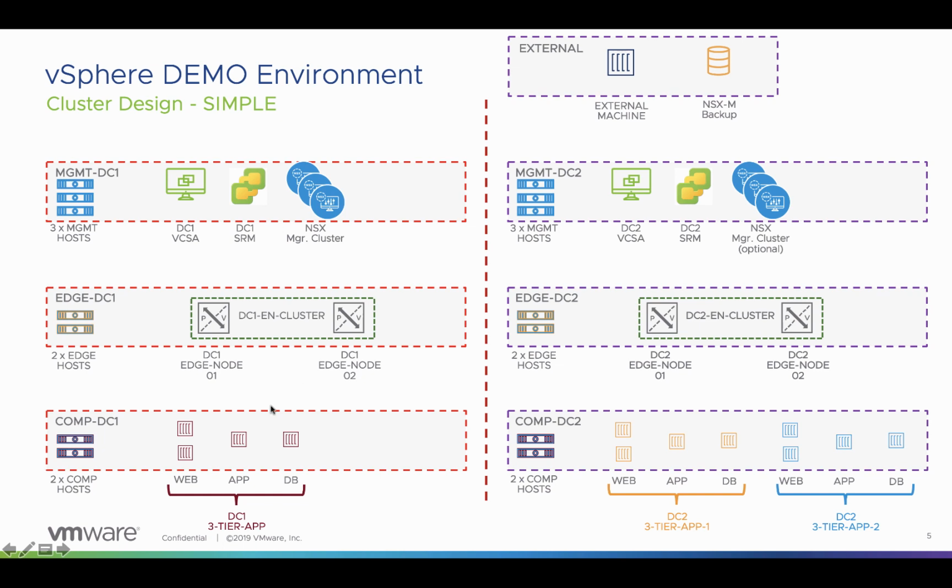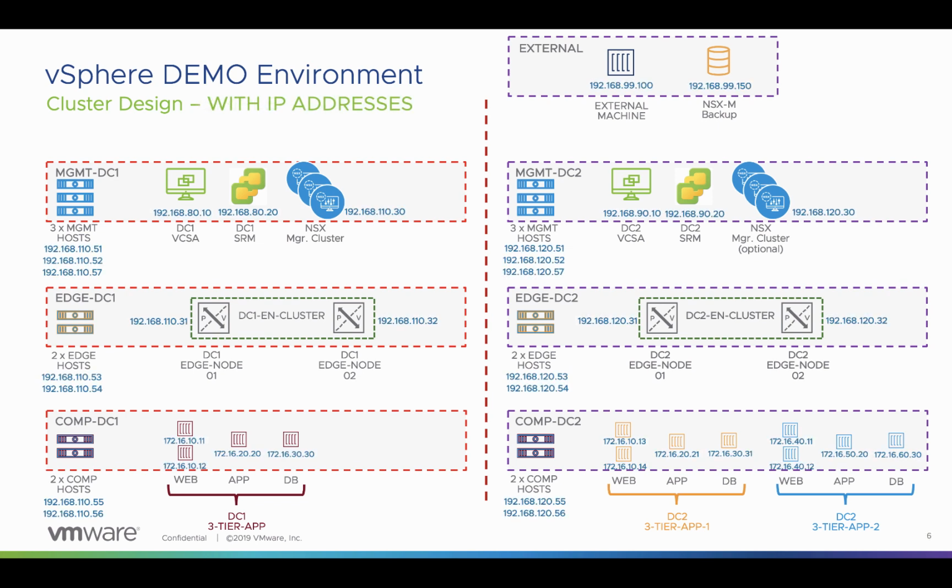Also good to know is that within the compute cluster in data center 1, I will have one 3-tier app consisting of 4 VMs: web, app, and DB. On the other side, I have 2 instances deployed, 3-tier app 1 and 3-tier app 2, just to have a little more flexibility to demonstrate the active and active-standby operations. This slide here is with IP addresses. I don't think it's relevant to go deeper into this, but just to make it a bit clearer.